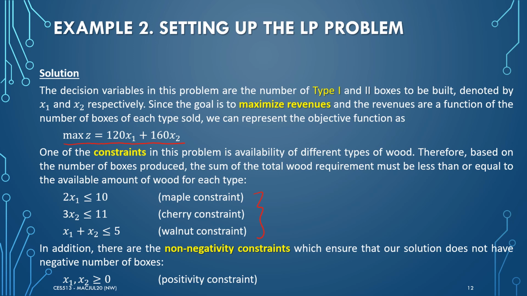In addition, there are non-negativity constraints which ensure that our solution does not have a negative number of boxes. So this is the positivity constraints, which is x1 and x2 must be greater than or equal to 0.